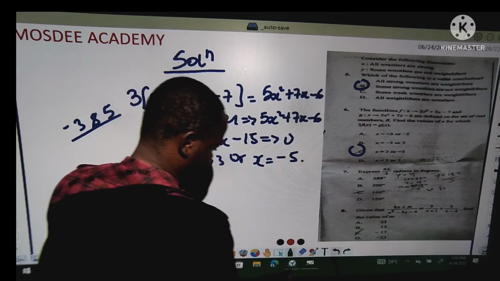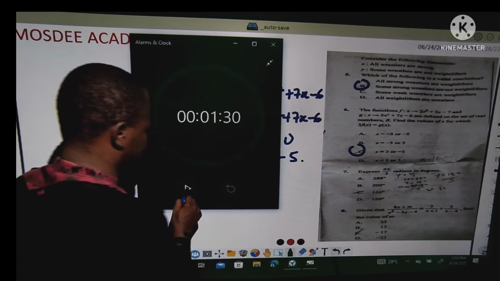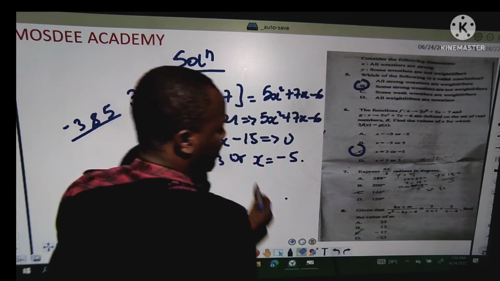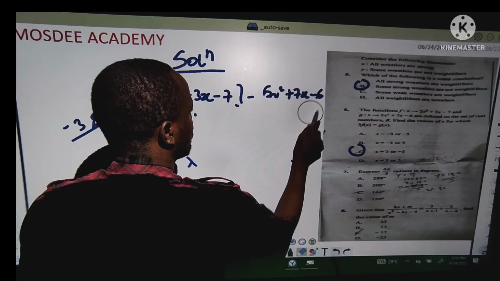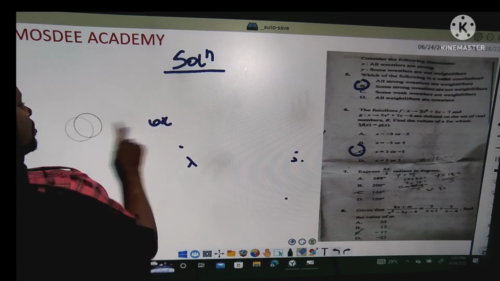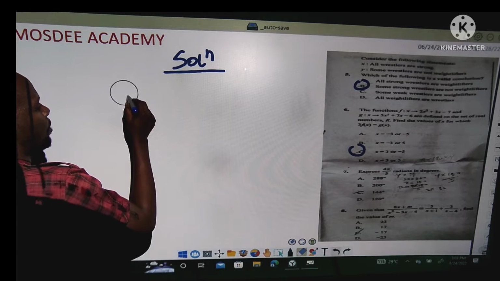The next one is 7, and about 7, time starts now. So about 7, I'm to convert 4 pi over 5 to degrees. To convert, I don't think that one is a problem. We just multiply by 180 over pi.